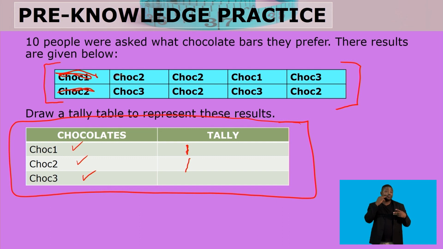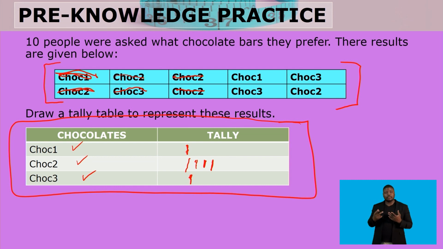Chocolate 2 again, right at the top, it goes next to it, meaning we've got 2 of them. Chocolate 3, that's a new one, the last one, there it is. Chocolate 2 again, scratch that off. Chocolate 2 again, there you go. Another person prefers chocolate 2. I'm writing it down there.